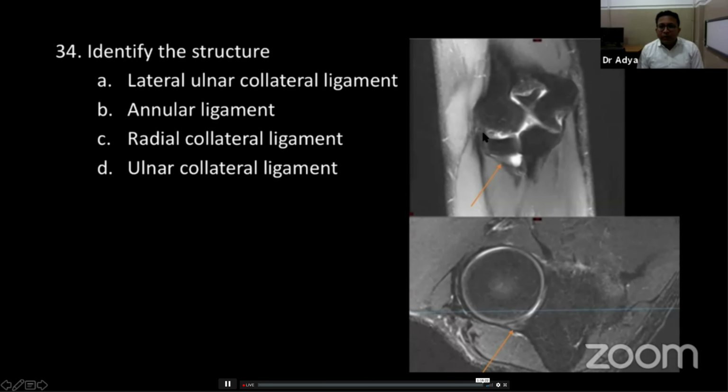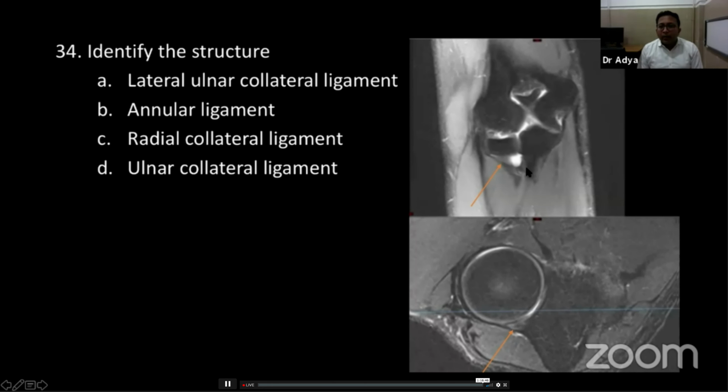Now, here is a ligament which comes from the common extensor tendon origin, wraps around the head of the radial head and goes obliquely and downwards, and it gets inserted into a structure in the ulna, which is known as the supinator crest. Since it has an ulnar attachment but is laterally placed, this is known as the lateral ulnar collateral ligament.